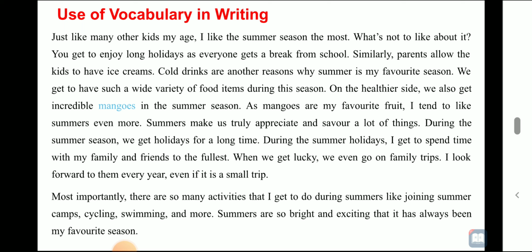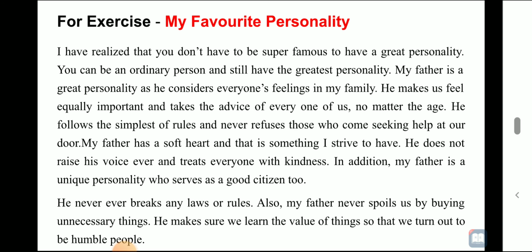See the second paragraph here. Most importantly, there are so many activities that I get to do during summers, like joining summer camps, cycling, swimming, and more. Summers are so bright and exciting that it has always been my favorite season. So even in these last lines, being a reader, I can understand that the summer season is appreciated, isn't it?